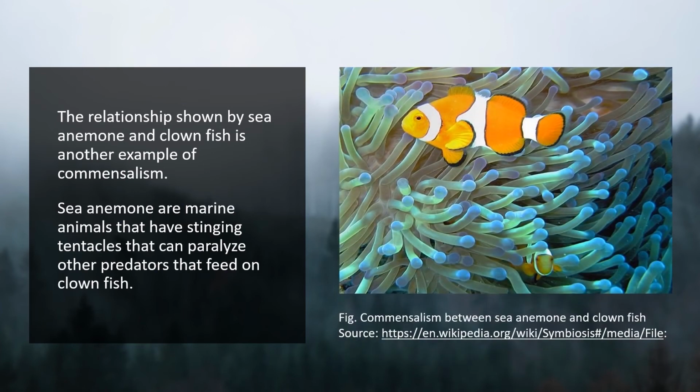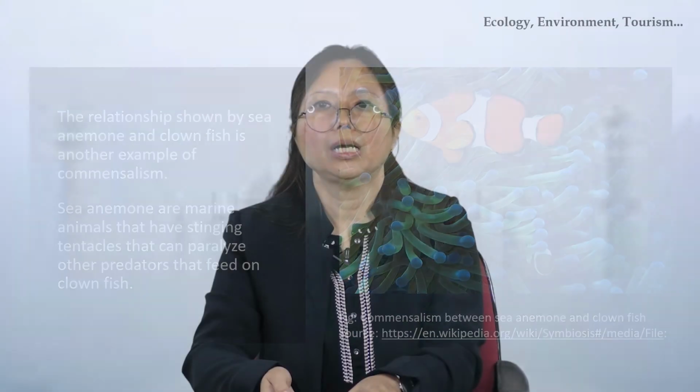So the sea anemones are marine animals that have stinging tentacles that can paralyze other predators that feed on the clownfish. But the clownfish has developed certain mechanisms by which it can stay among the tentacles of the sea anemone without harming it. So the sea anemone provides shelter for this clownfish. So this is another example of commensalism.